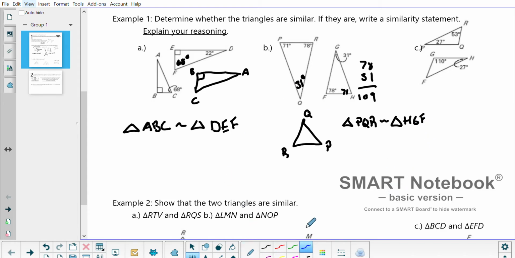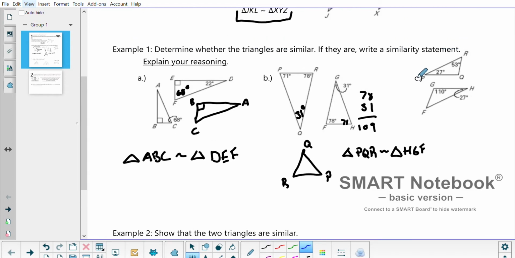And for C here, once again, let's make sure we can find our corresponding angles. So G would have to correspond with Q here, so let's make sure G and Q are the same measure. 53 plus 27 gives me 80. So if this is 80, that would mean Q has to be 100.